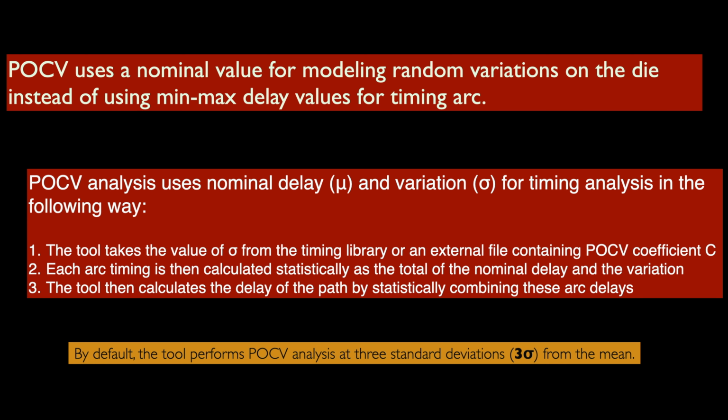By default, the timing tool performs POCV analysis at 3 sigma from the mean. But we can also specify the number of standard deviations to be used for the delay calculation. So remember, increasing the value of standard deviations actually tightens the timing requirement and makes it more pessimistic.